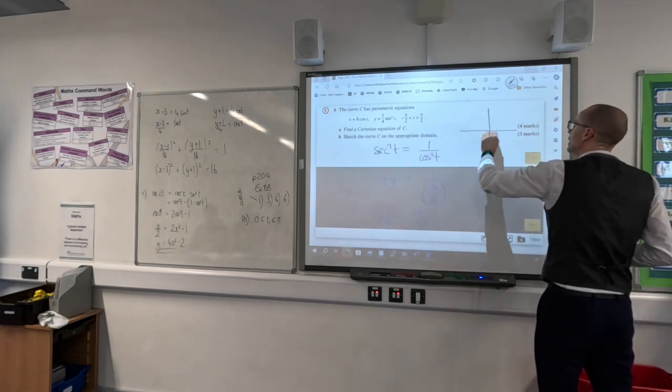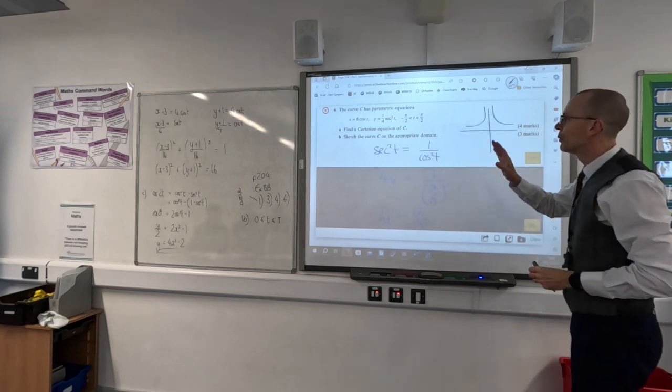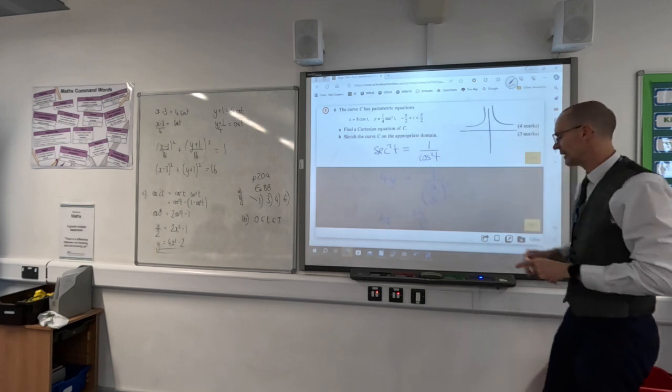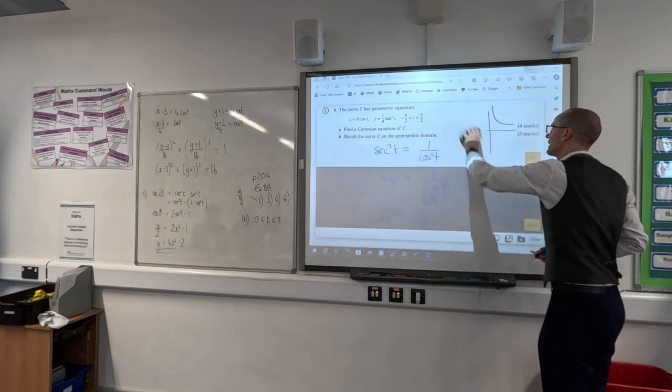The graph of 1 over x squared looks like that. 16 over x squared looks like the same shape. We're only dealing with positive values. I didn't leave enough time, I apologise. So that's why it is like that.